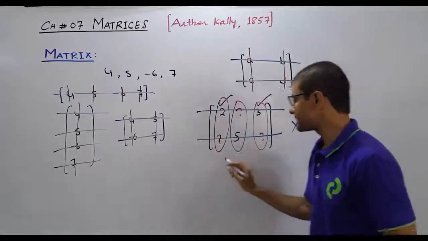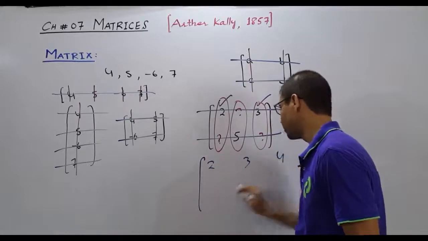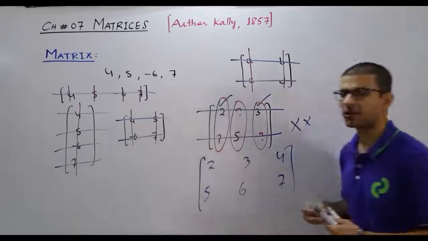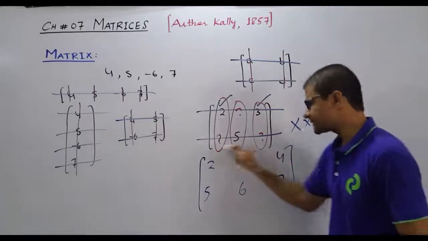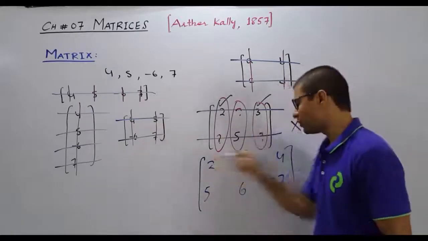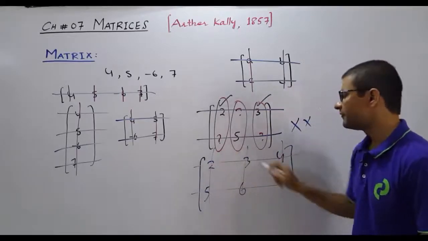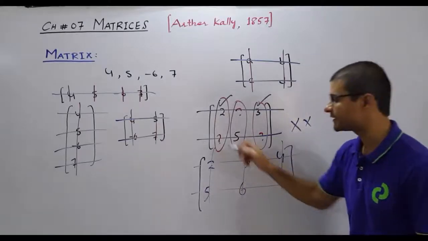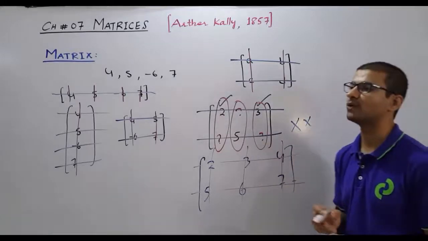Let's see one more example, 2, 3, 4, 5, 6, 7. Is this a matrix or not? This is an arrangement of numbers in form of rows and columns. In first row we have 3 members. In second row we also have 3 members. In first column we have 2 members. In second column we have 2 members. In third column we have 2 members.